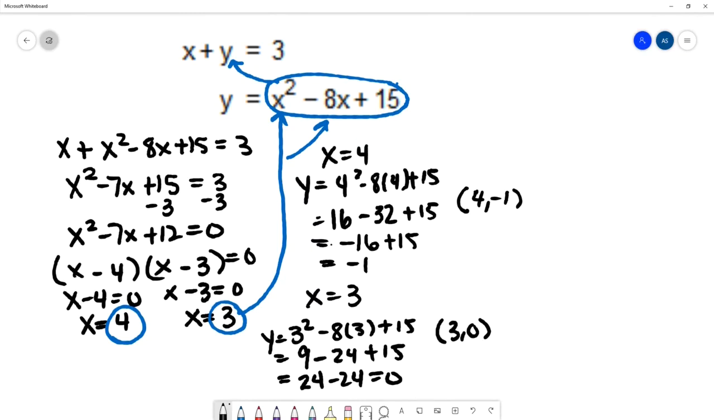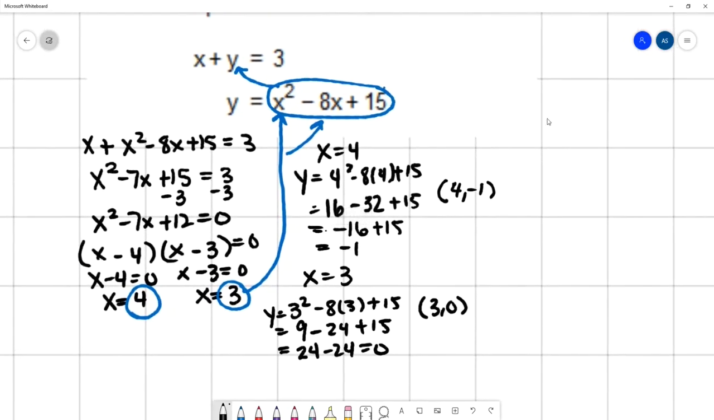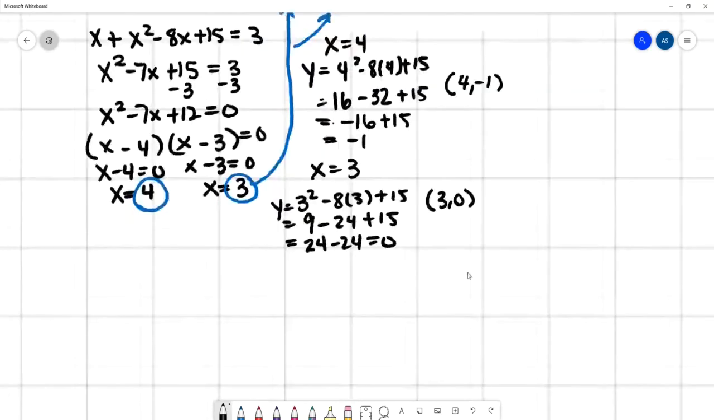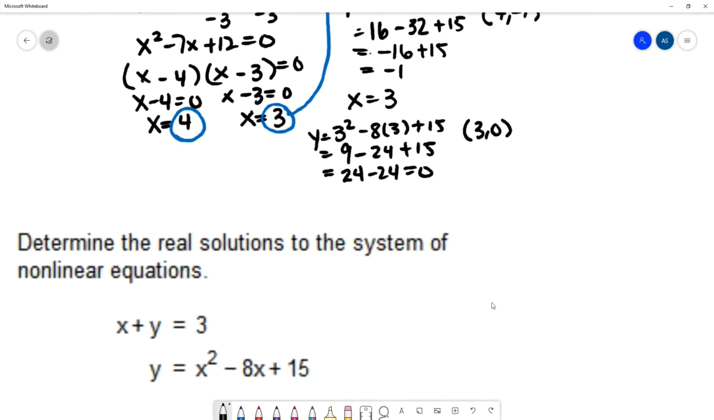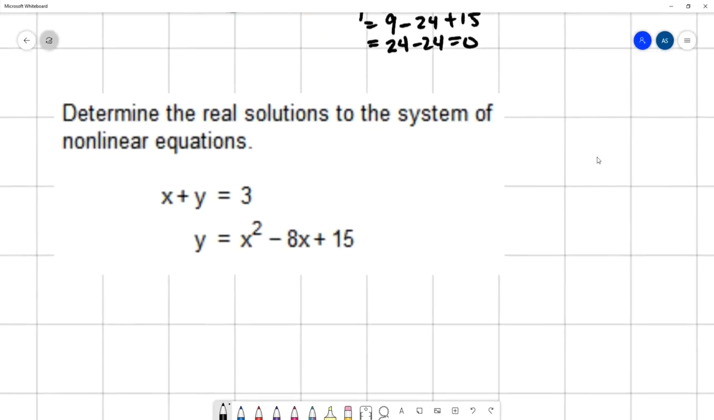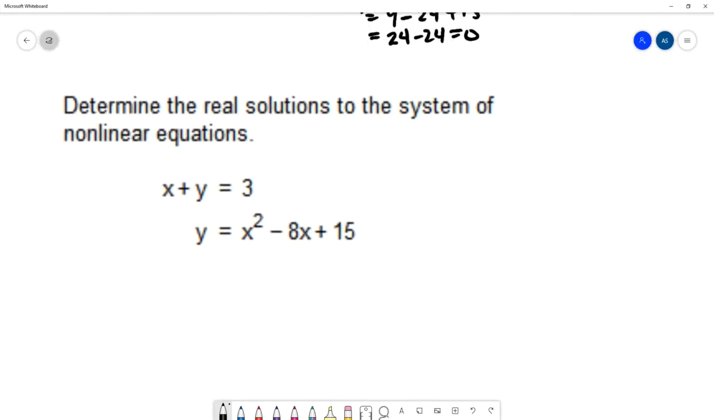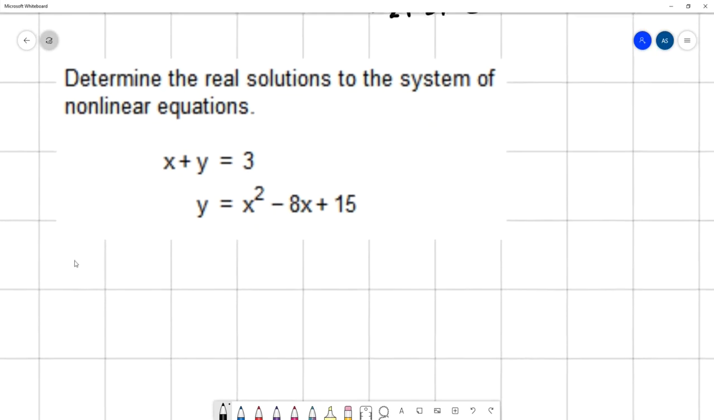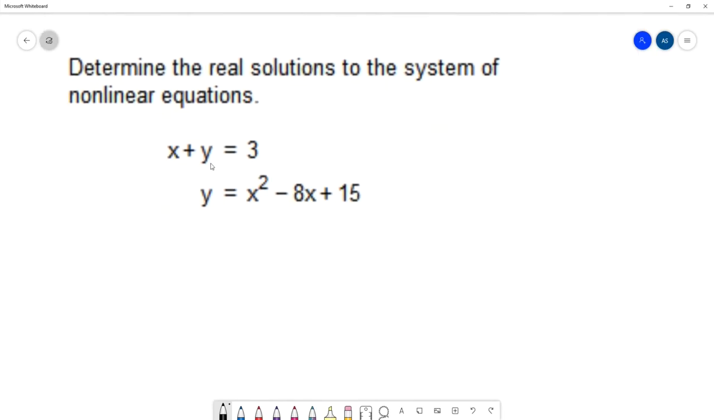We've got our solutions here, and now I'm going to show you how you could do this with the elimination method. Let's write that same example again, and let's try it with the elimination method. So with the elimination method, we want to try to eliminate one of the variables.